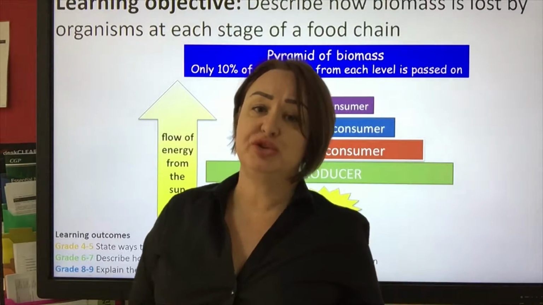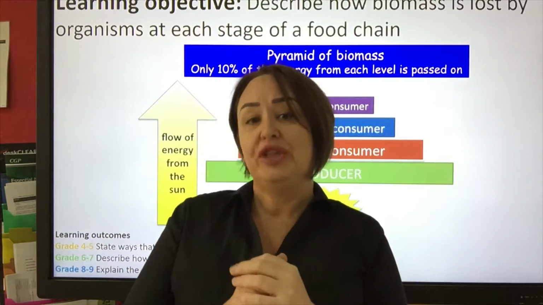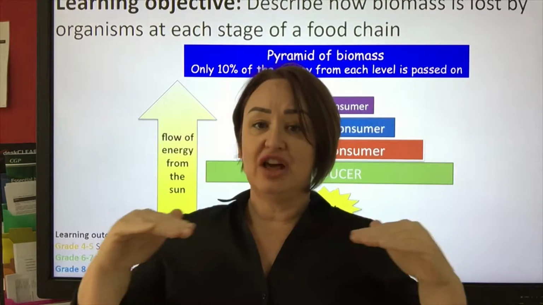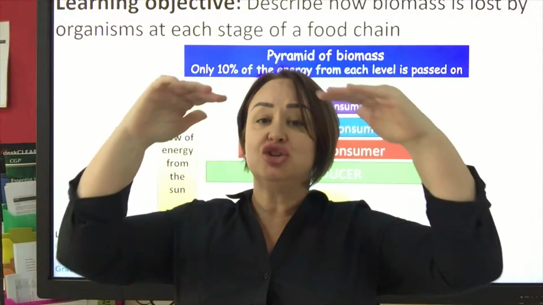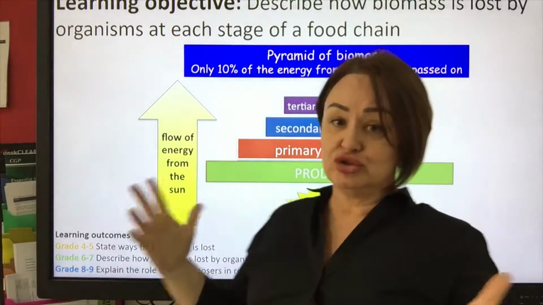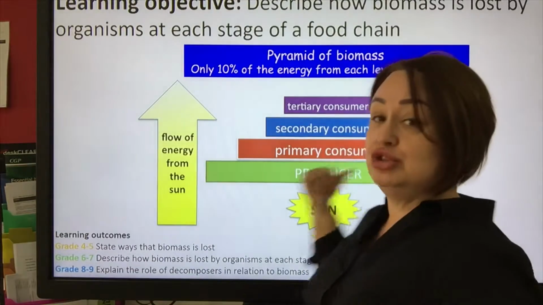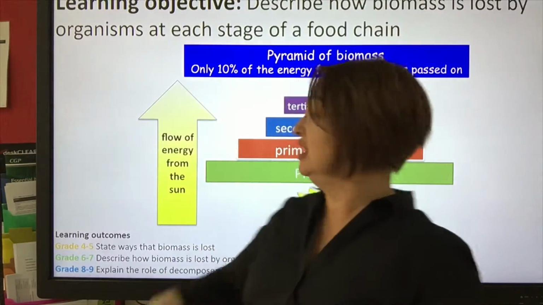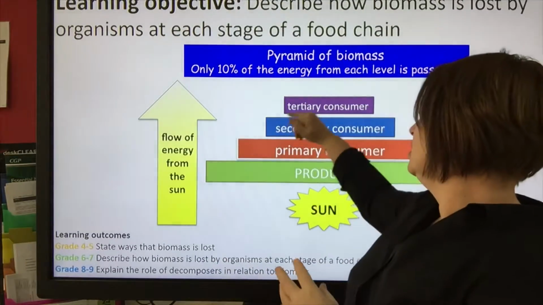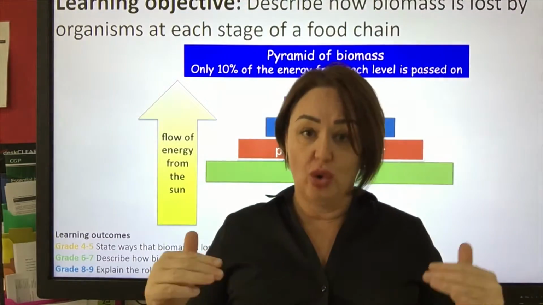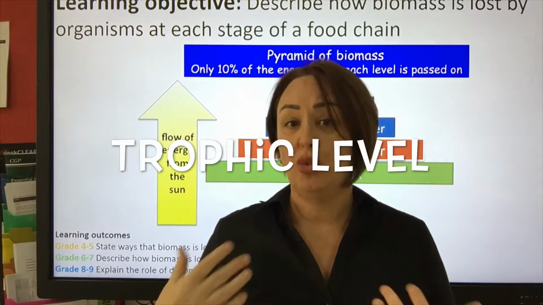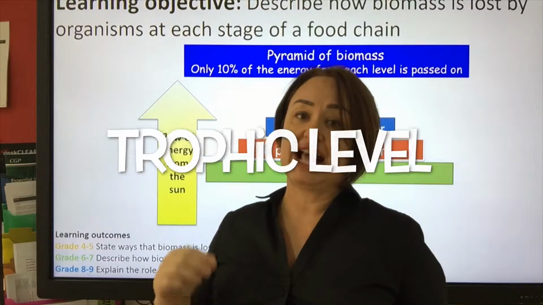Now, you've heard me use the word level. The actual proper word for that is trophic level, a level of energy for consumers as you pass through a food chain. So producers are 1 trophic level, primary consumers are the 2nd trophic level, secondary consumers are the 3rd trophic level, and of course tertiary consumers are the 4th trophic level. Stop the video and write down a definition for what is meant by a trophic level.